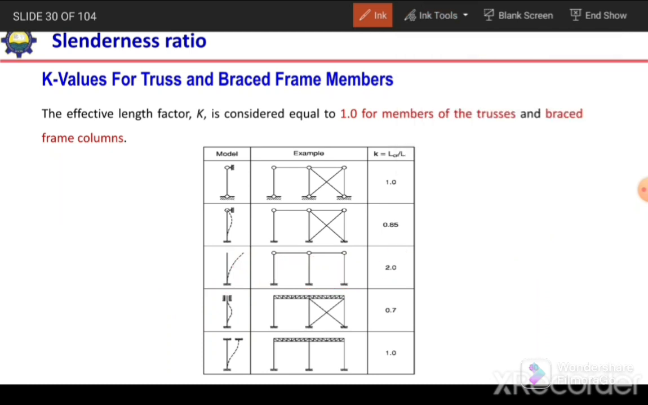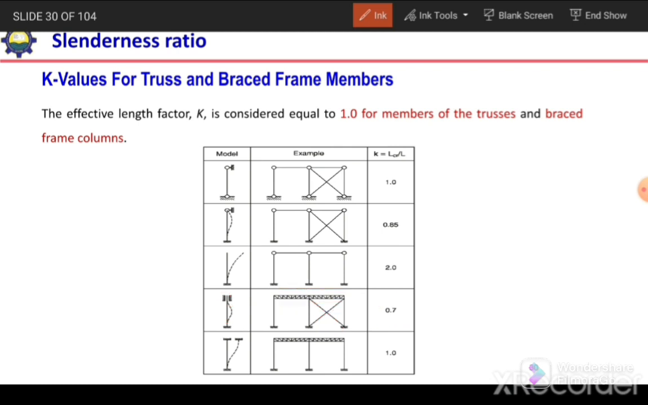Similarly, if we have a frame in which the beam is rigid, and the side sway is also prevented by using bracing, in that case we will have fixed support at the top as well as fixed support at the bottom. In that case the scenario will be this one. We will have 0.7 value of K.